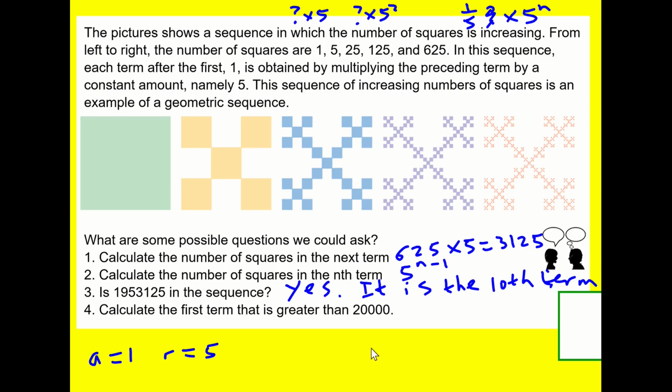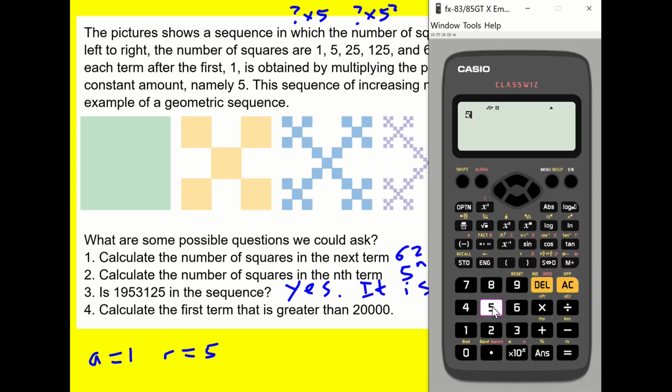And calculate the first term that's greater than 20,000. To be honest, you tend to see this sort of question more in A level, but it's not that bad. Again, for our case, we can just do trial and error. So let's do 5 to the power of 6. That's still less. So that's actually the 7th term, because remember it's 5 to the 7 minus 1. Okay, what about the 8th term? That's too much.